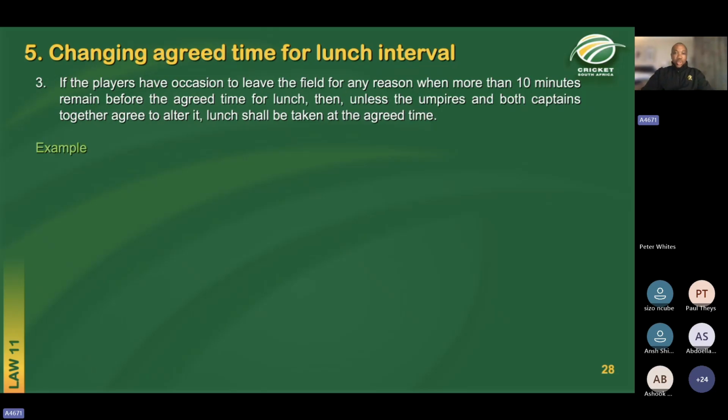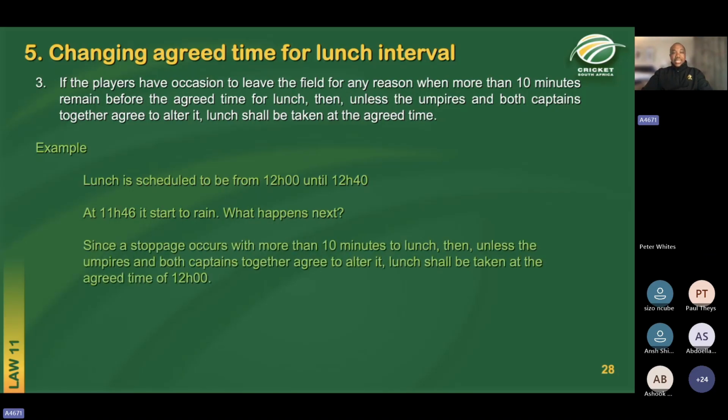Let's have an example to illustrate this point. Lunch is scheduled from 12 to 12:40. At 11:46, it starts to rain. How many minutes before 12 is that? That is 14 minutes before 12 o'clock. What happens next? Since the stoppage occurs with more than 10 minutes to lunch, then unless the umpires and both captains agree to alter the lunch time, lunch shall be taken at the agreed time of 12.